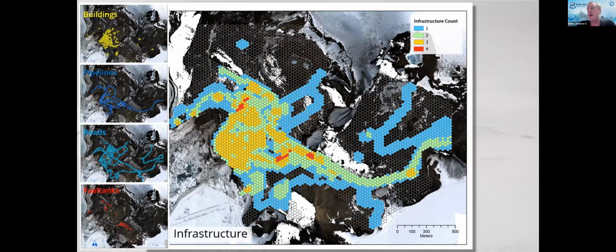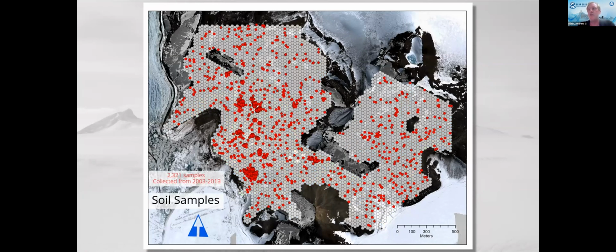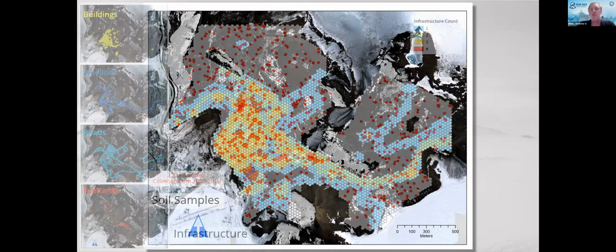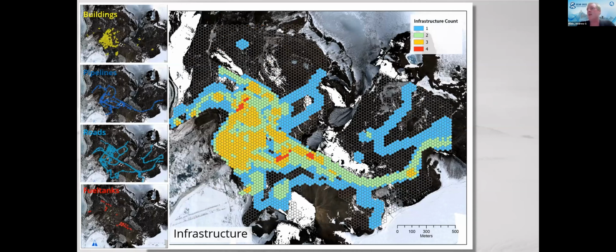So there's simply a map of the 2,300 soil samples we collected, which are a subset of all of the samples that we have collected over the years. If we look at infrastructure, which we're defining as buildings, pipelines, roads, and fuel tanks, the maps on the right show the individual elements, where the total map shows a cumulative of those. And you can see that a number of cells have all four of those infrastructure elements present within that 25-meter cell.